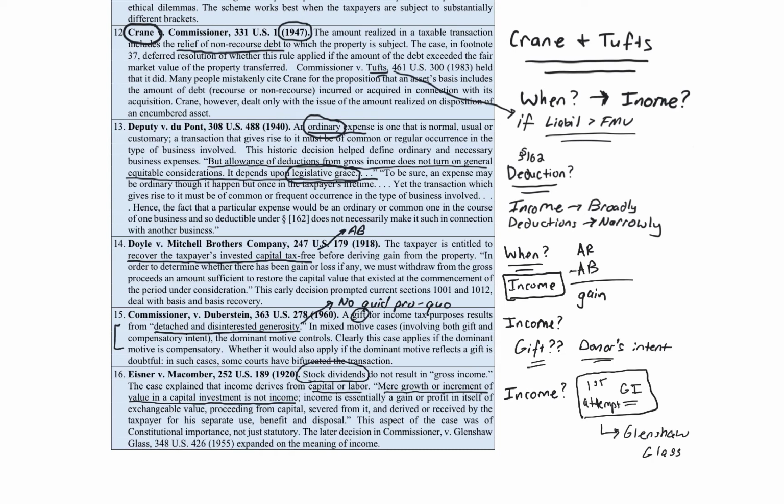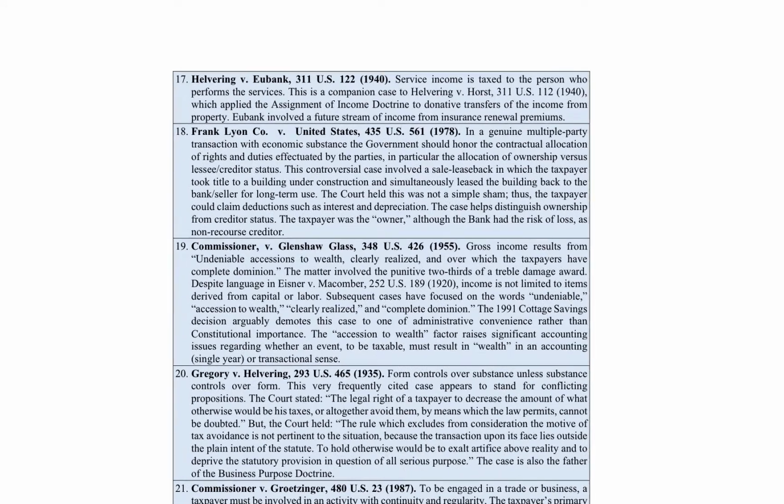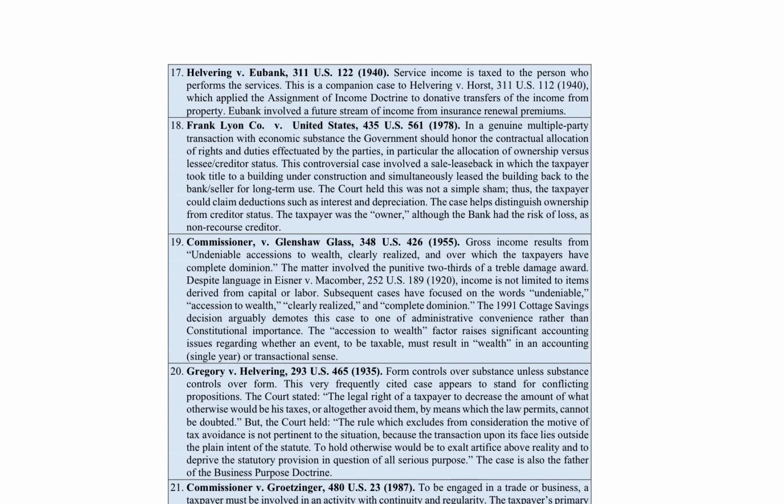Now, that's not to say that Eisner versus Macomber was overruled. That's just to say that they're viewed together. But Glenshaw Glass is the one that we usually refer to. Glenshaw Glass is the more relevant case. But Eisner versus Macomber is still an essential element to the line of gross income. Helvering versus Eubank. Service income is taxed to the person who performs the services. What do you think this is going to be?